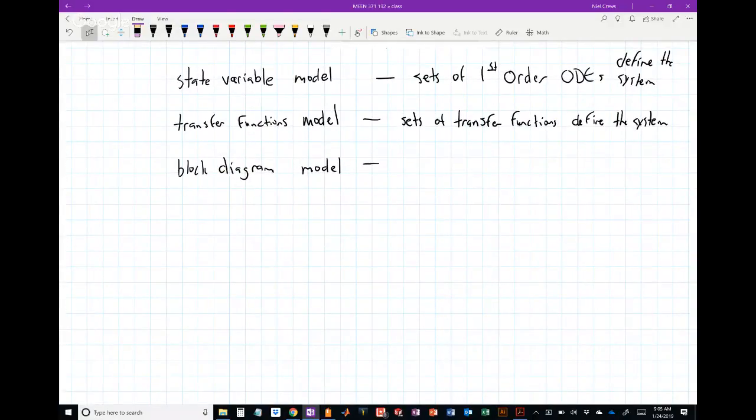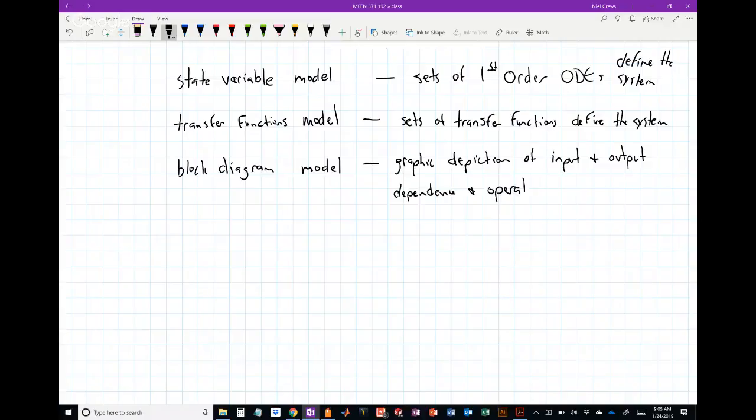I don't know what you call it. I mean, what would you say? How would you describe that? It's like interconnected operation blocks or something like that, but it's kind of graphical. Maybe I'll do this. I'll say dependence and operations.